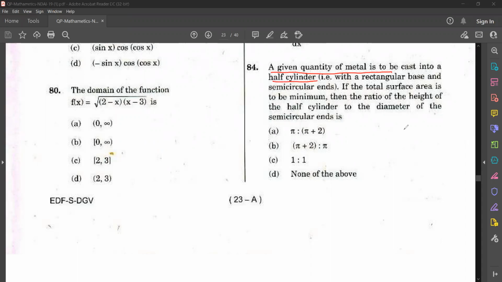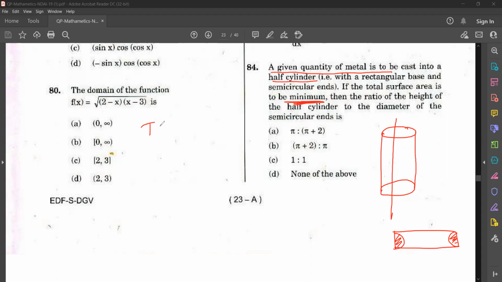A given quantity of metal is to be cast into a half cylinder. Half cylinder means the cylinder is like this, isn't it? So half cylinder means, yeah, this half, when you cut that, it will become like this, isn't it? There is a rectangular base with two semicircular ends, isn't it? The total surface area has to be minimum.